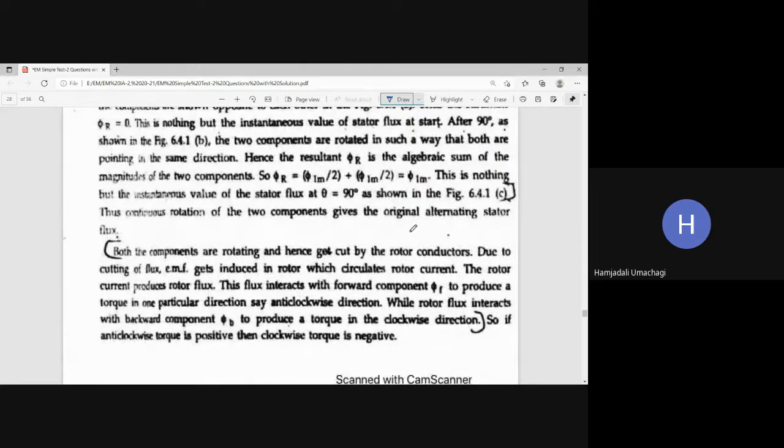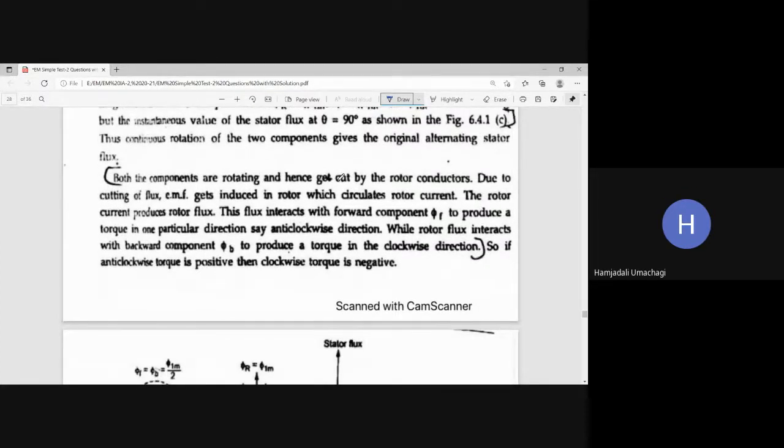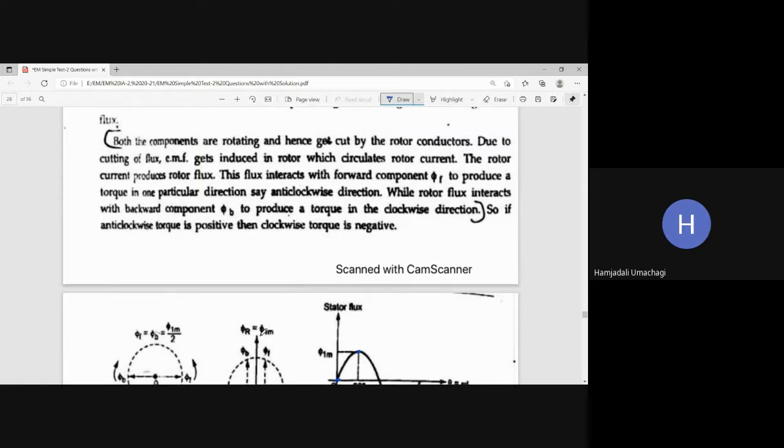Thus, continuous rotation of the two components gives the original alternating stator flux. Both the components are rotating and hence get cut by the rotor conductors. So pi 1 m is the stator flux. The stator flux travels through the air gap to the rotor with a speed ns equal to 120 f by p. By that time, this flux is made to be cut by the rotor conductors. So when the rotor conductors are rotating and cutting the flux, you can observe there will be some generating action.